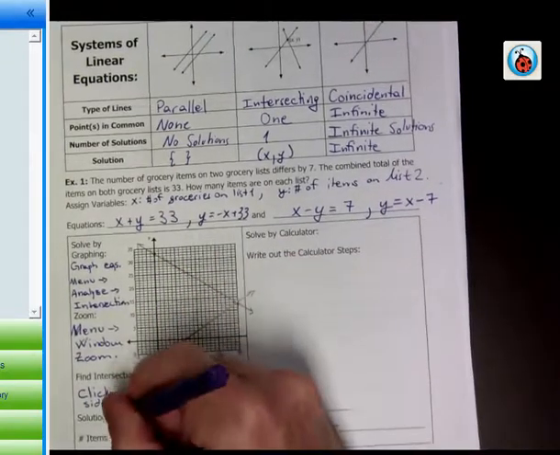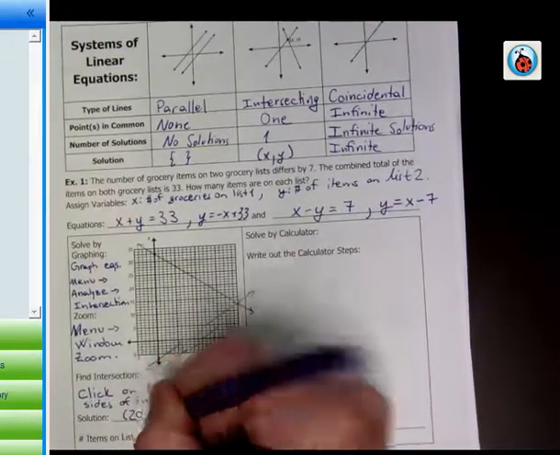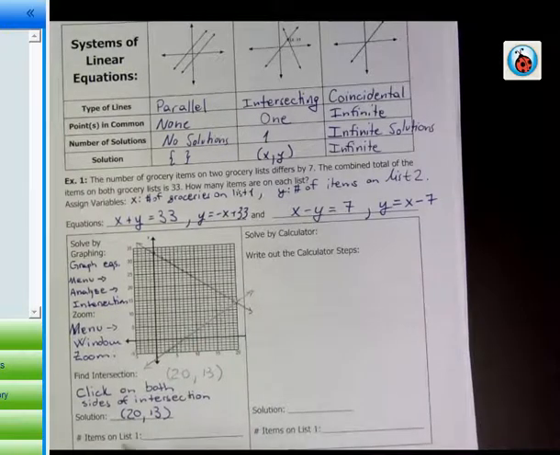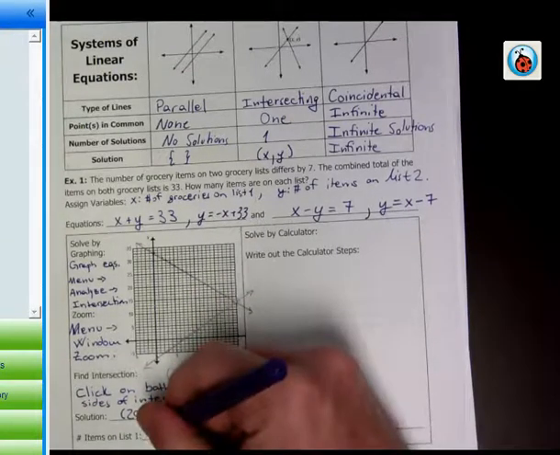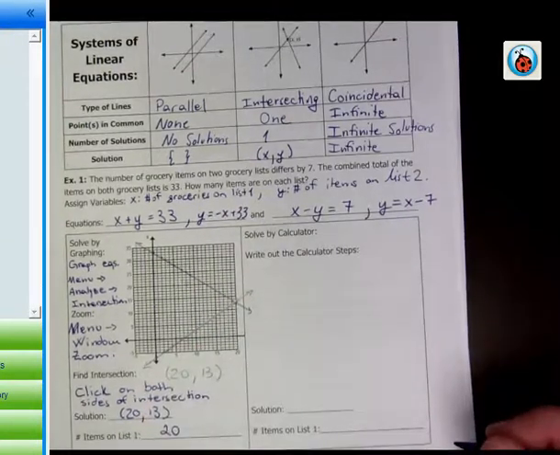Okay, so my solution is going to be 20, 13. Now they're asking me for the number of items on list 1, so I have to go back and see what I defined as list 1, and that's x. So there are 20 items on list 1. Okay?